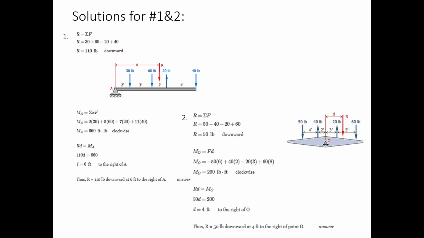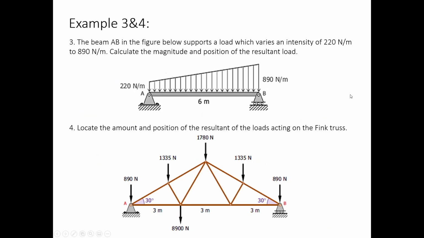Okay, so let's proceed to the next slide. Let's try to solve examples 3 and 4. This time, these are usually what we solve first in CE. These are structural components. Let's say this is a beam support, and number 4 is a truss. Usually we can find trusses in our roof structures.